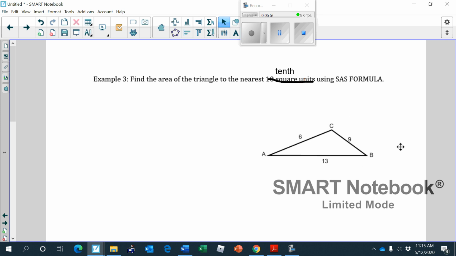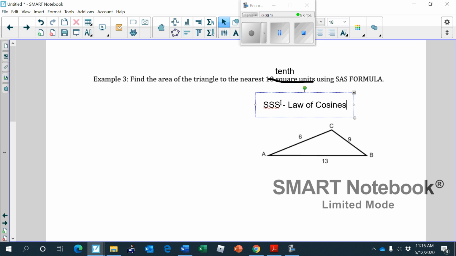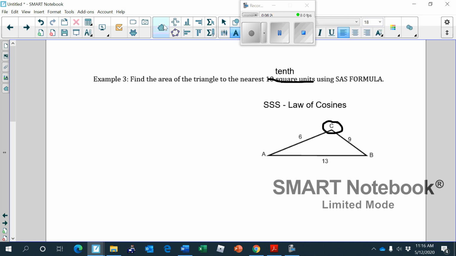But if you notice, we have an issue. What's our issue here? Very good. We're given SSS, not SAS. So this goes back to what we just did with law of cosines, because remember, law of cosines can be used with side, side, side. In law of cosines, you have to find your biggest angle first, so let's do that.